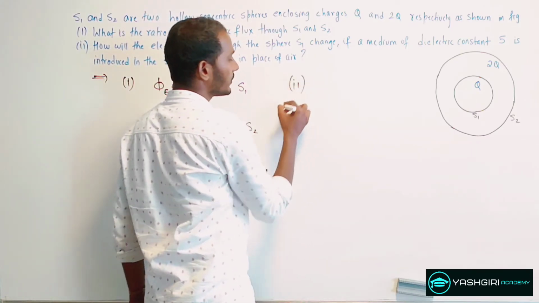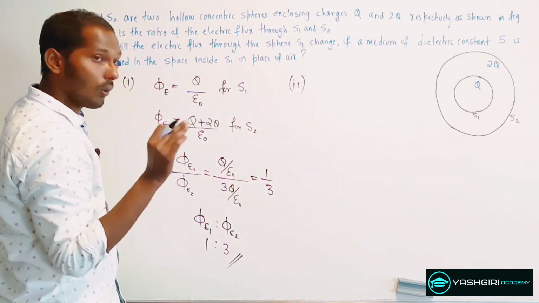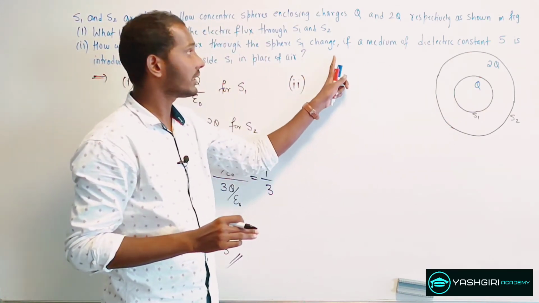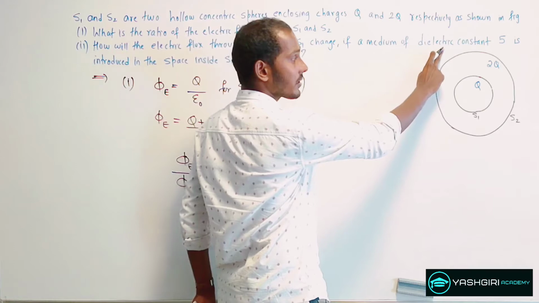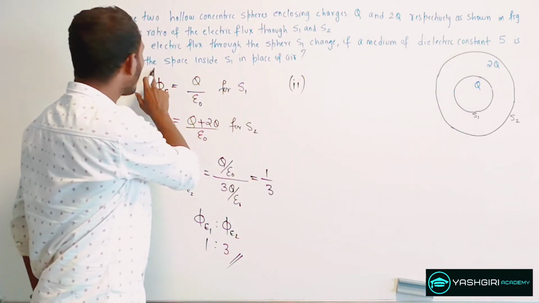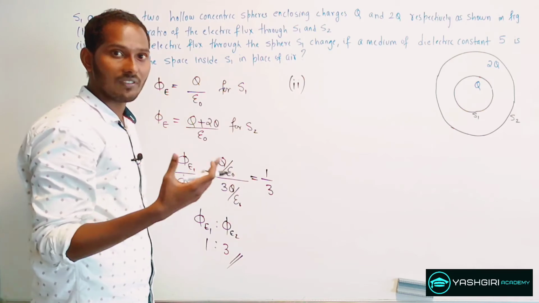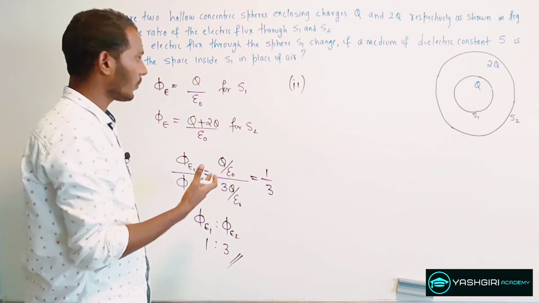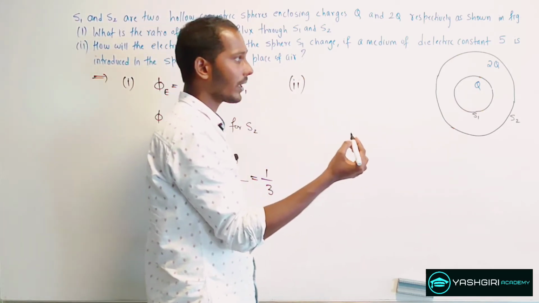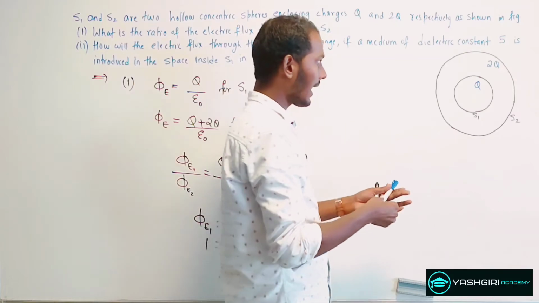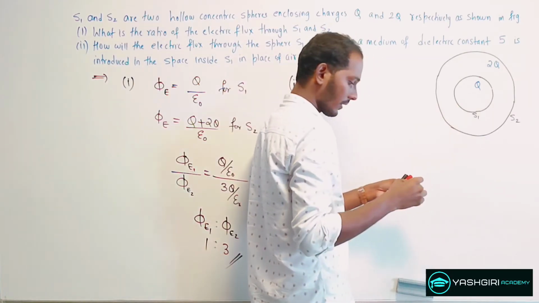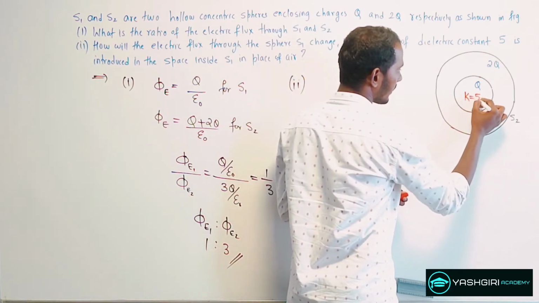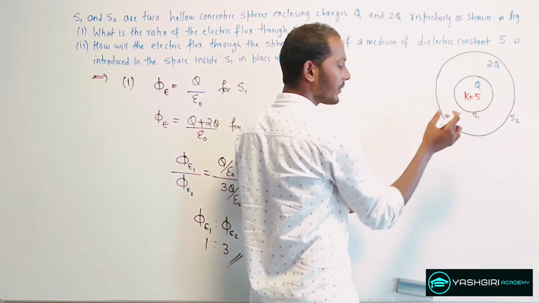Now let's see the second question. It says, how will the electric flux through the sphere S1 change if a medium of dielectric constant, say 5, is introduced in the space inside S1 in place of air? What we have calculated is for air, or else you can say vacuum. Now suppose you are introducing a dielectric medium and the value of K is equal to 5. So in this sphere S1 the dielectric medium is inserted, and its value is 5.